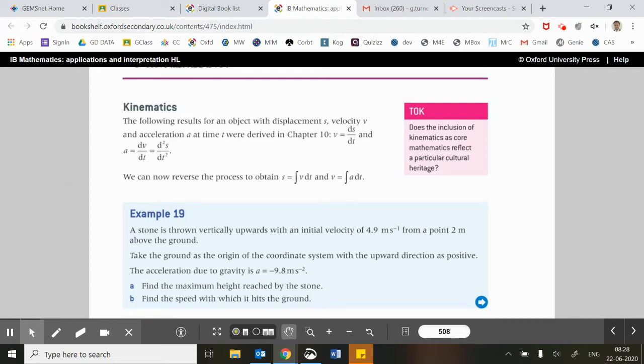Likewise, the change in velocity over time is called acceleration. Differentiate velocity with respect to time, get acceleration. Guys, I'll come up with just a brief example of this.